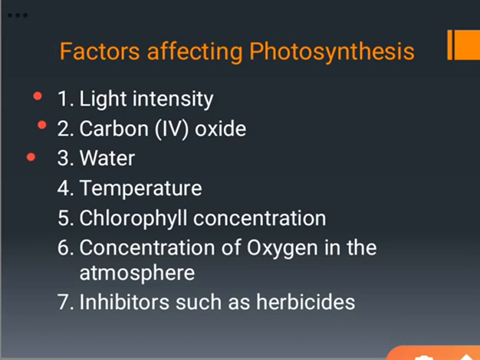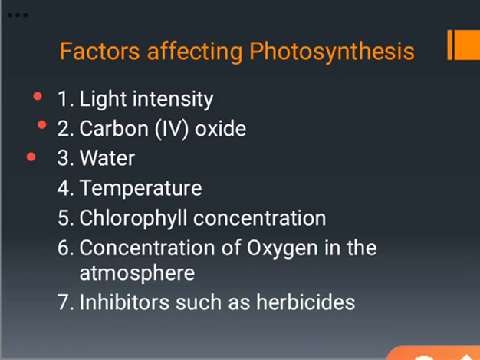The same thing is applicable to water. It is expected that during the dry season, when we don't have much water, it is going to slow down the rate of photosynthesis. But during the rainy season, when there is abundance of water in the soil and water is readily available in the leaves, photosynthesis will take place at a much faster rate.